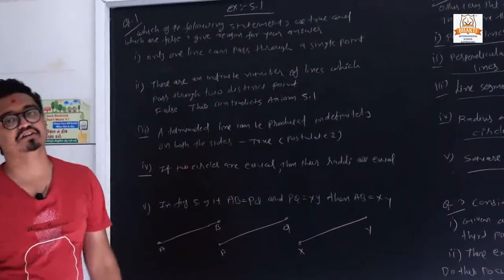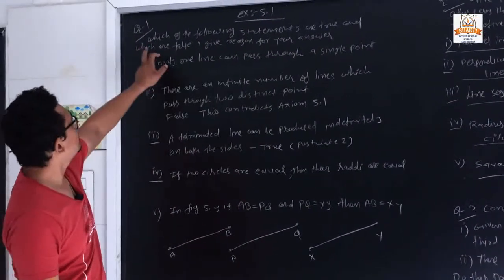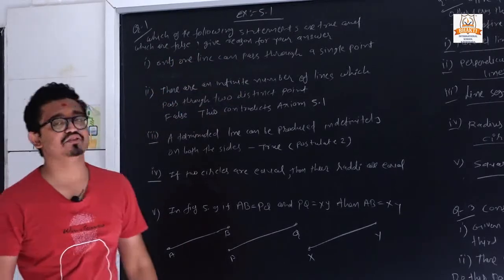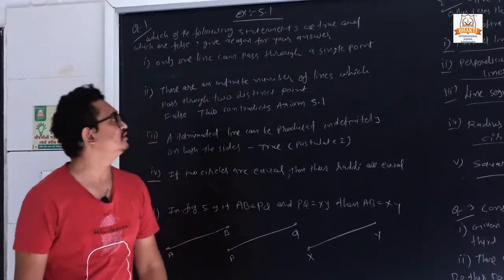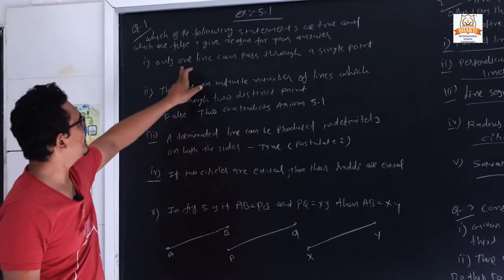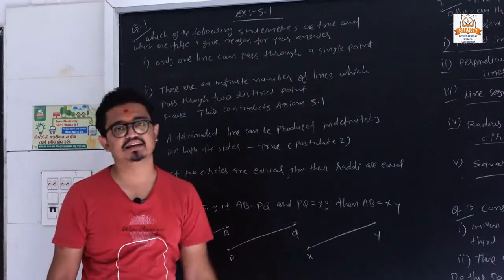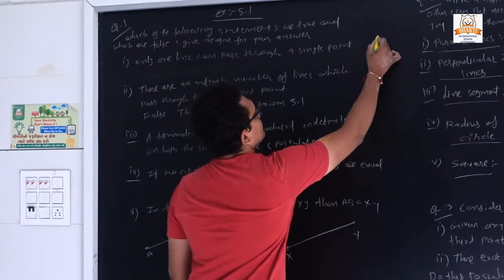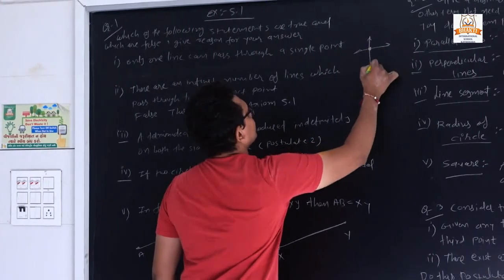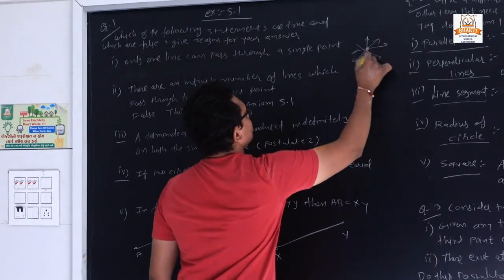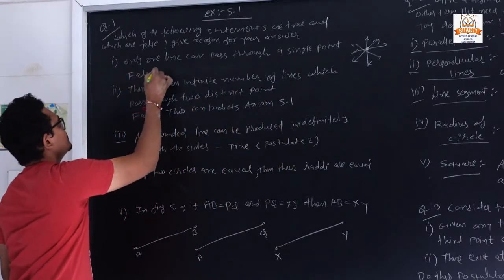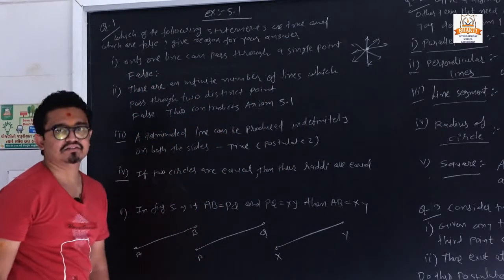Exercise 5.1. Which of the following statements are true or false? Give the reason for your answer. So first, only one line can pass through a single point. So here we can see that if we have a single point, we can draw infinite lines passing through it. So it is false. Clear? First statement is false. Here how can we rewrite?